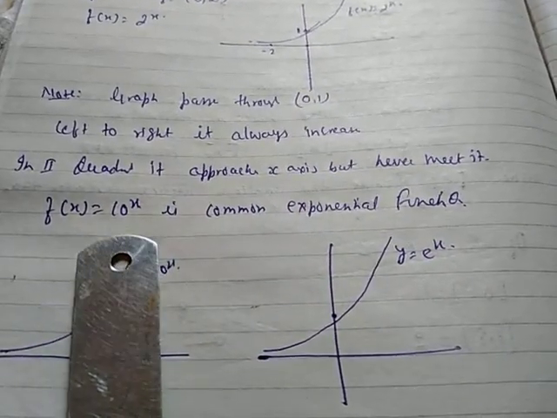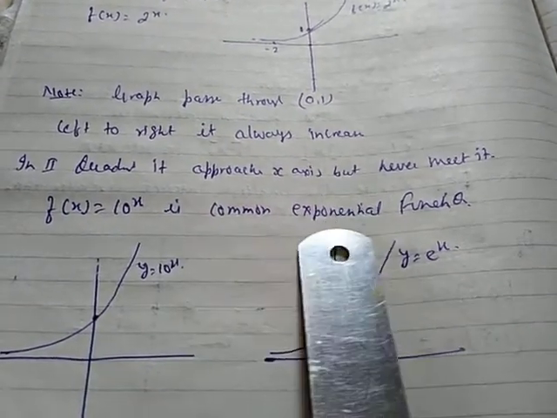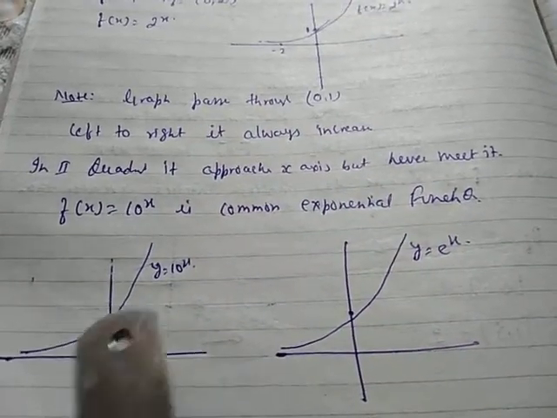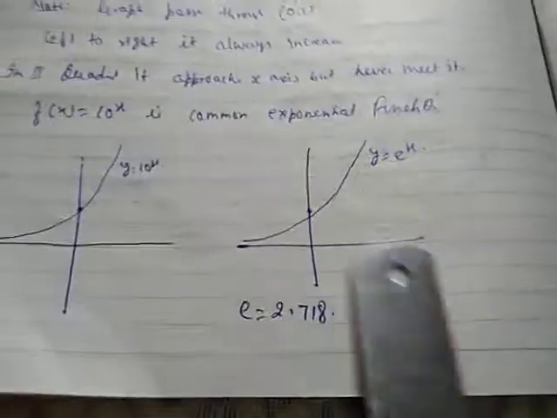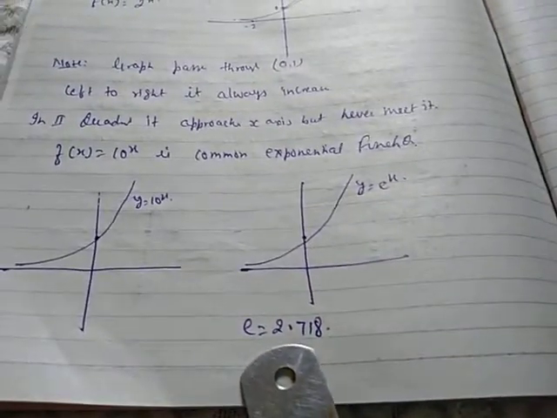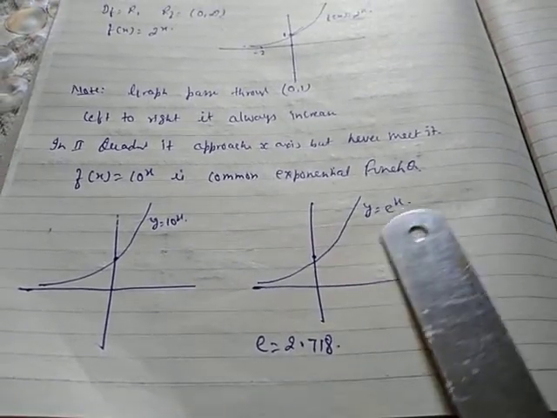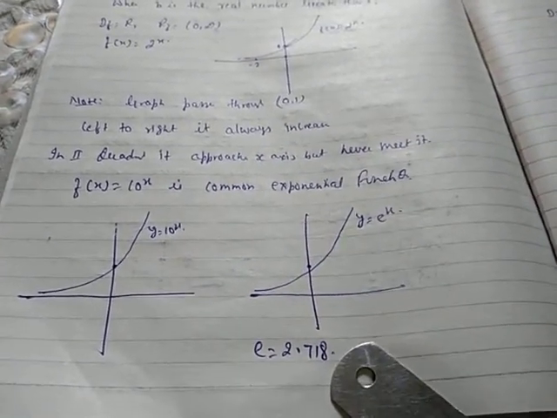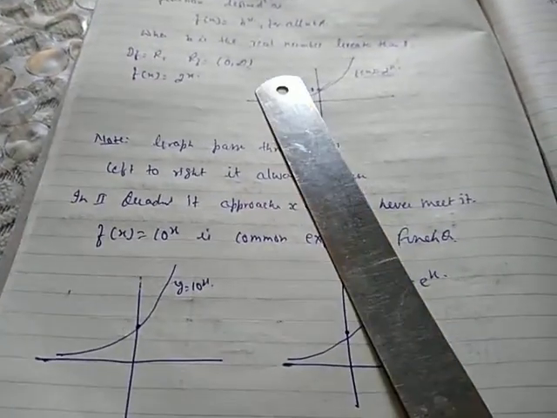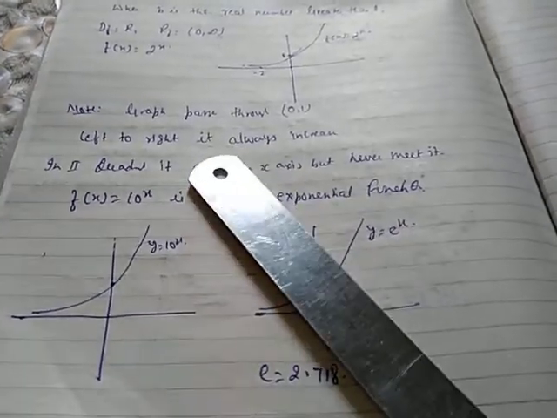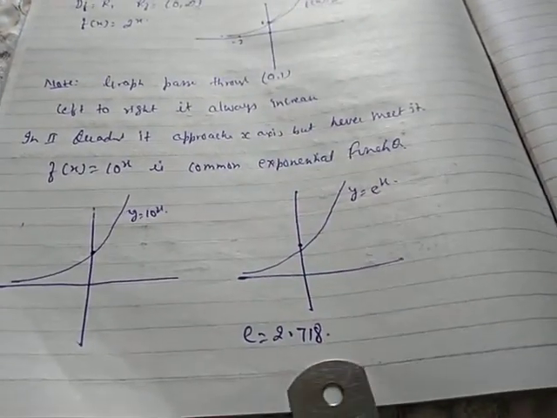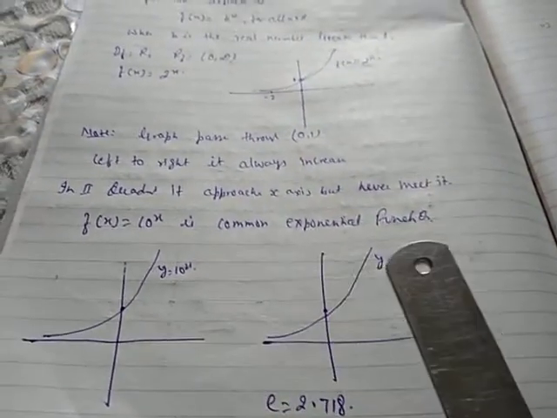f(x) = 10 to the power x is the common exponential function. This is your 10 to the power x. In the same way, this is your e to the power x, where e is considered as 2.718, and this is your exponential function. The kind of exponential function is b to the power x. When we put the value of b as 2.718, then it is your natural exponential function.